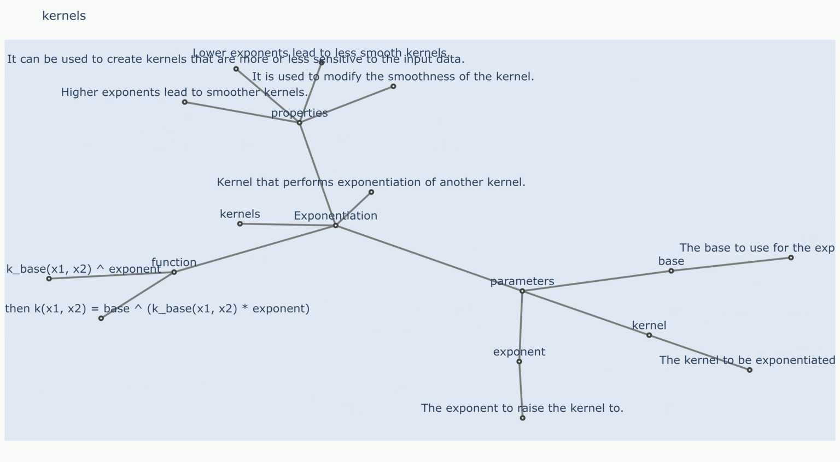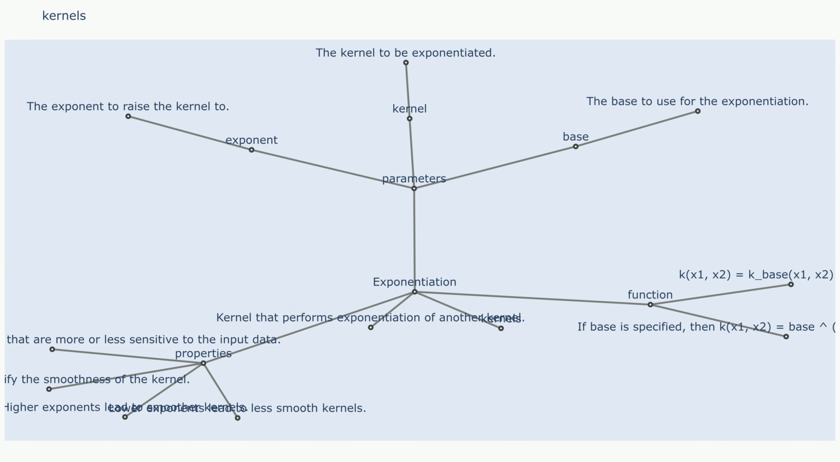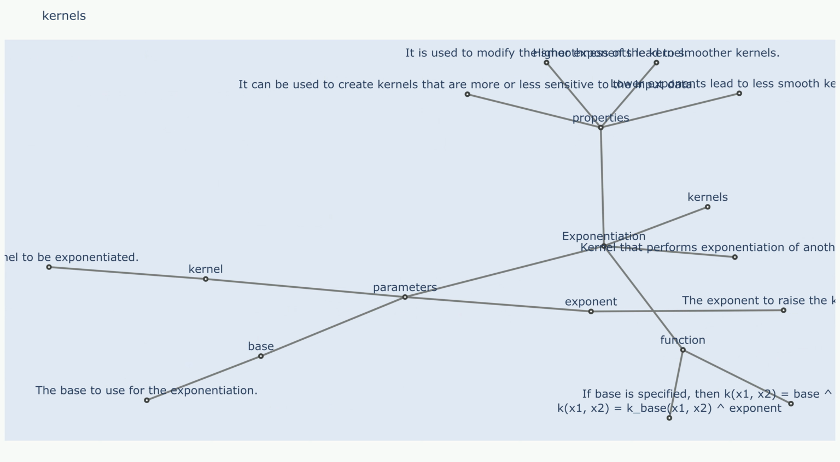Control of local vs. global influence. You can fine-tune the balance between local and global behavior by adjusting the exponent. A lower exponent allows for more local influence, capturing finer details in the data. Combining kernels. Exponentiation can be combined with other kernel operations like addition and multiplication to create even more complex and tailored models.